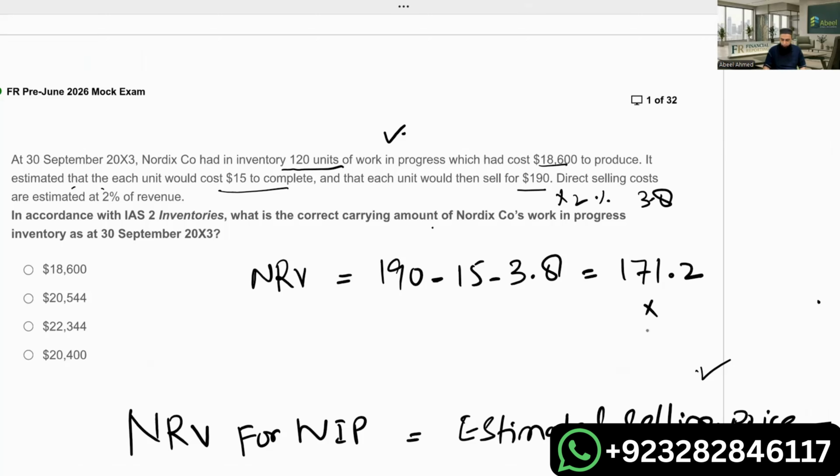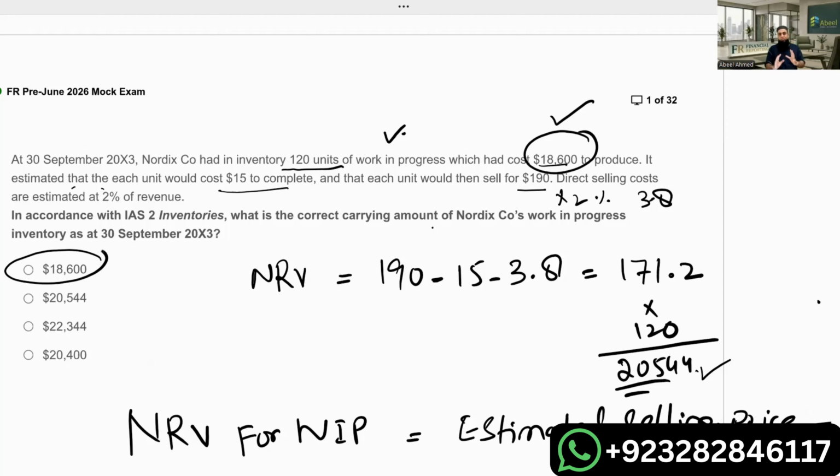Now multiply this by 120. Here comes the total NRV. If the NRV is lower than the cost, then obviously the carrying amount of the stock will be NRV. If NRV is still higher than the cost, then your inventory will remain at cost. So 171.2 multiplied by 120, students, I'm getting 20,544. So NRV is 20,544 and cost is 18,600. So the inventory carrying amount will be 18,600. So the option is A. So students, what is the catch?